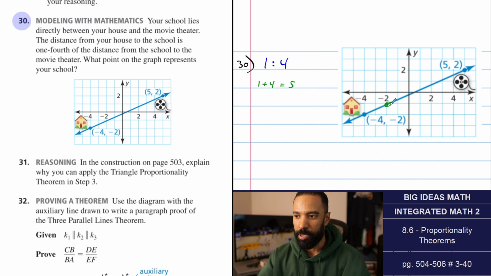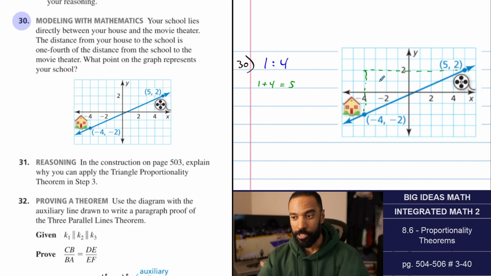So basically, school could be about like right here. If this is x and this is 4 times farther away. So this is x and that's 4 times farther away like that. So we'll have to figure those things out. Let's figure out this rise and run from house to movie theater like that. My movie theaters are a lot closer than the school I teach.